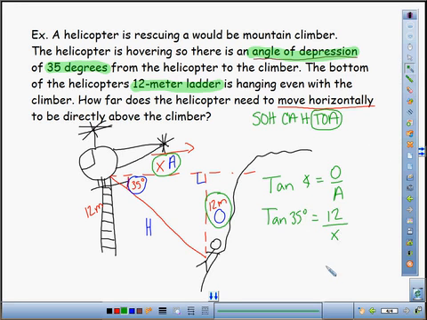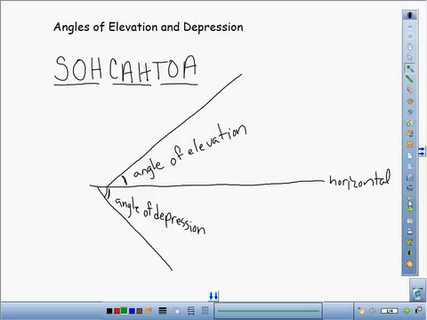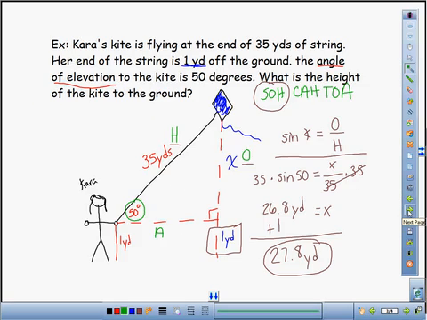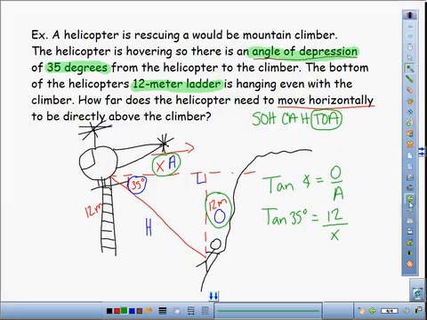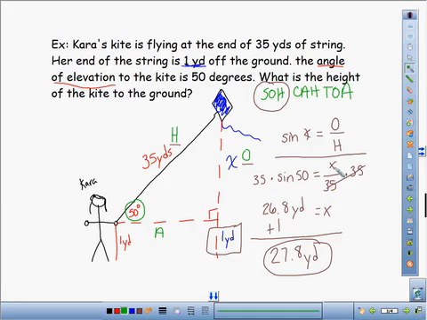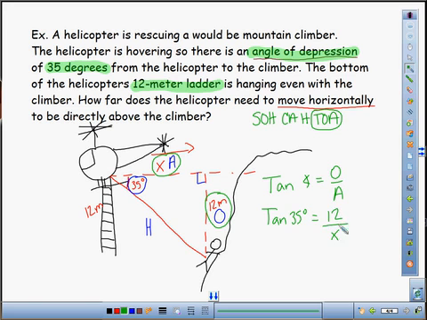Now, this is a great little trick I'm getting ready to show you. Anytime that what you don't know is in the bottom of the fraction, not like last time. Last time it was in the top of the fraction. This time it's in the bottom of the fraction. These two can just switch places. Alright, so I'm going to rewrite this as x is equal to 12 over the tangent of 35.